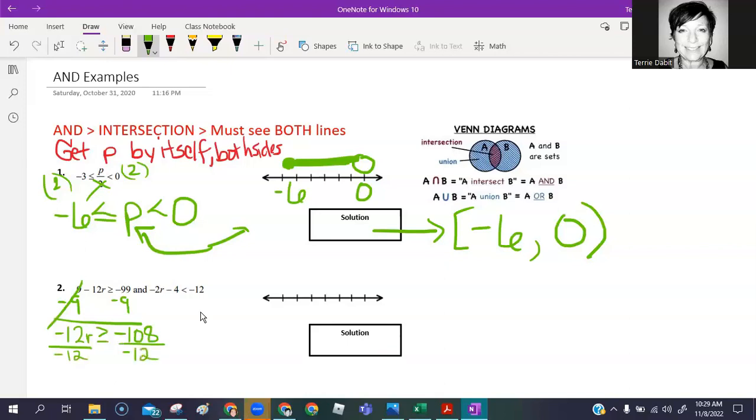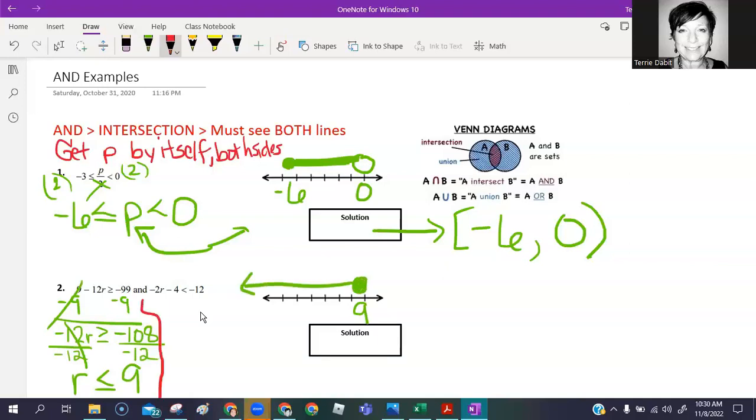I have to flip my inequality because I divided by a negative number. So therefore, I have R is less than or equal to 9. At the 9, I know that I have a closed circle, and it says that R is less than or equal to 9.